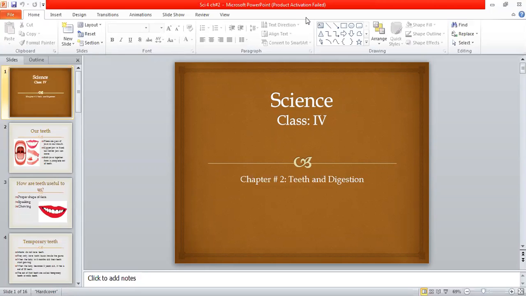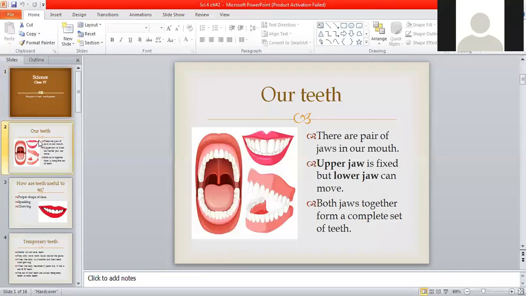So after this, I'm going to start the lecture, that is science chapter 2, teeth and digestion. So in this chapter there are two parts. First is digestion, second is teeth. Digestion. So the introduction is our teeth. As we all know that we are having teeth in our mouth.